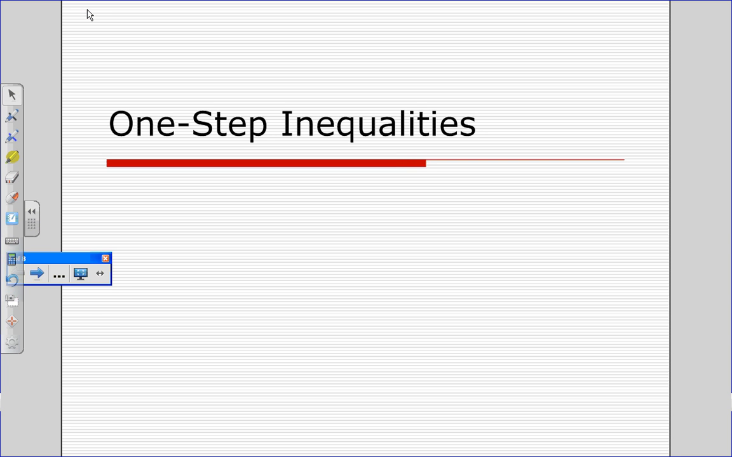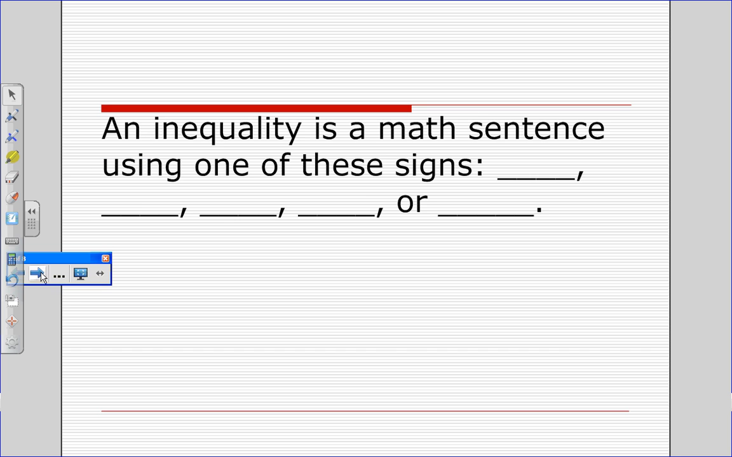This lesson is on one-step inequalities. So before, we were looking at equations.